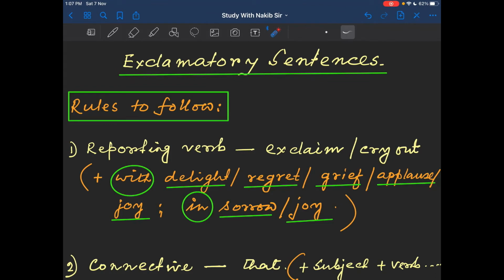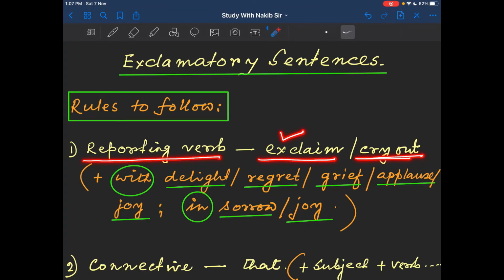Now come to the rules. The first rule is the rule about the change of the reporting verb in the indirect narration or indirect speech. Here the reporting verb is to be changed to "exclaim" or "cry out." First use "exclaim" or "cry out."